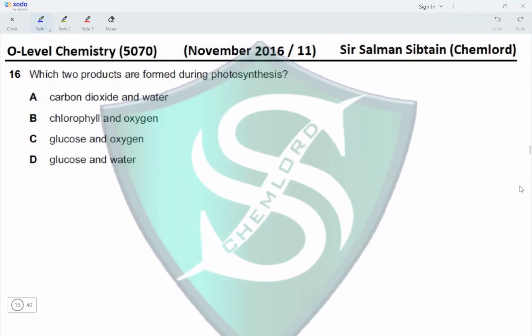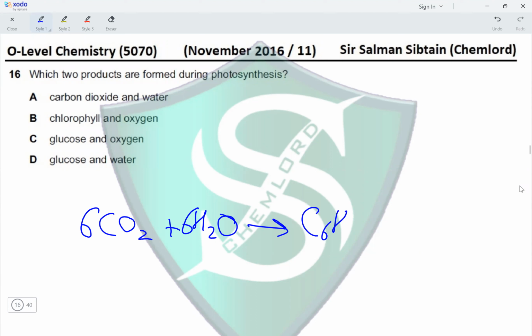Question 16. Which two products are formed during photosynthesis? Photosynthesis is when 6 moles of carbon dioxide react with 6 moles of water, producing 1 mole of glucose and 6 moles of oxygen gas. So, which two products are formed? It would be glucose and oxygen. So carbon dioxide and water, no. Chlorophyll and oxygen, no. Glucose and oxygen, yes. Glucose and water, no. Therefore, the correct option for this question is option C.